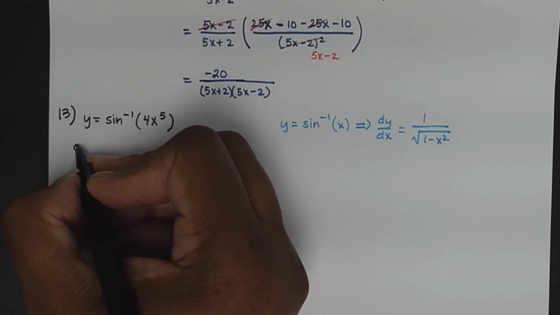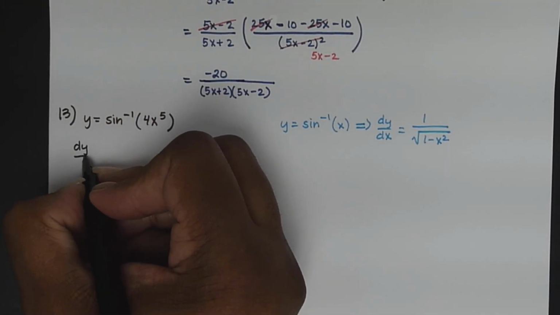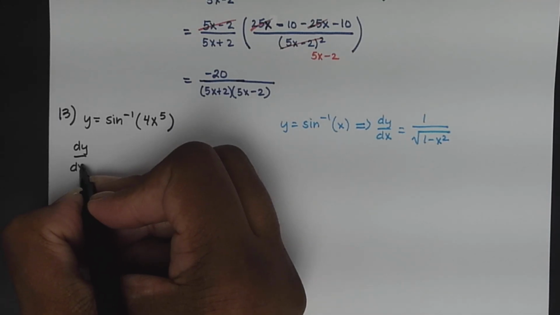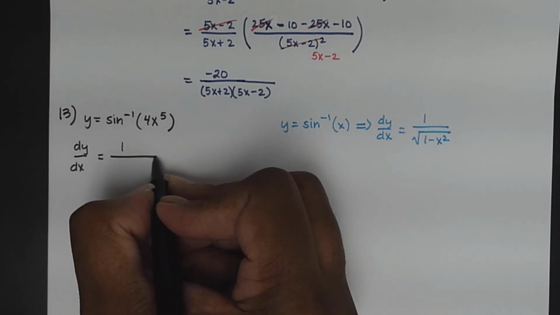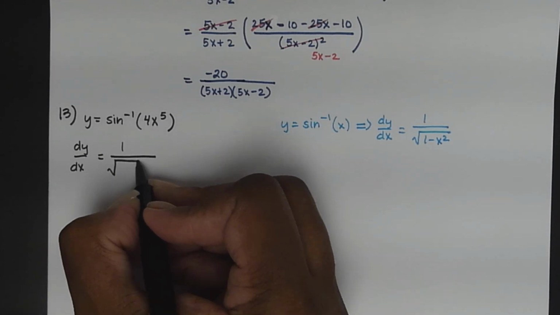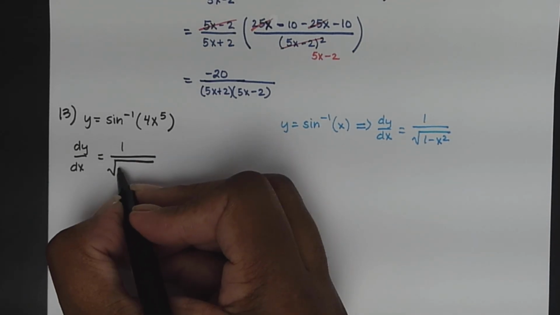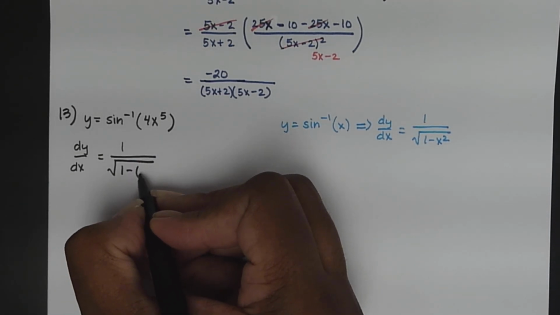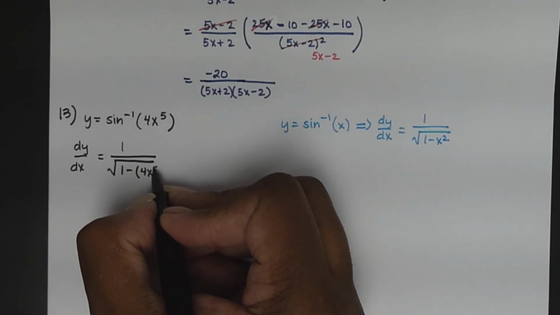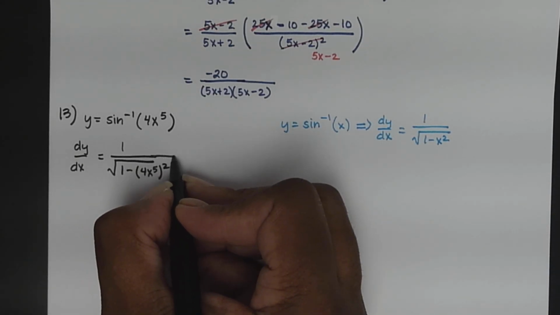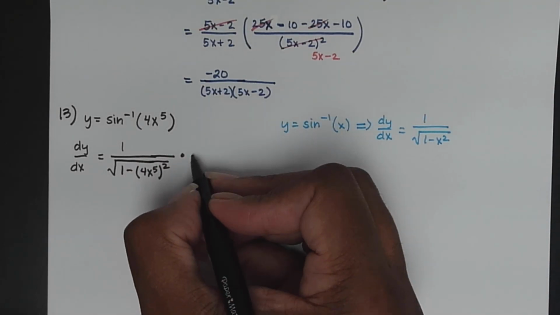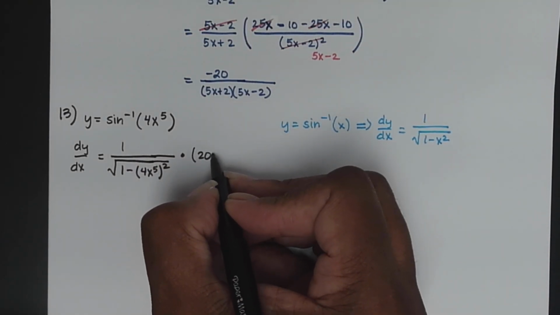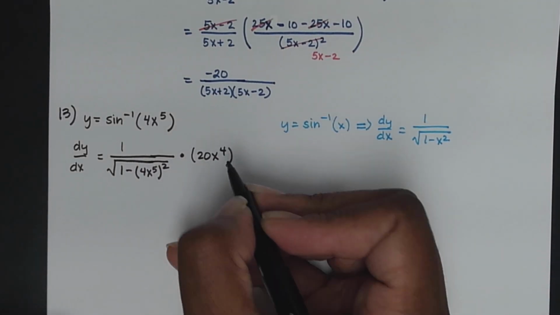So if I do dy dx, this is going to be 1 over the square root of what's inside the parentheses. Well, actually 1 minus what's inside the parentheses, 4x to the 5th, that's going to be squared. Times its derivative. The derivative of 4x to the 5th would be 20x to the 4th. Okay?